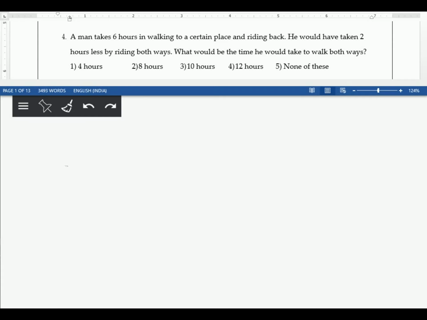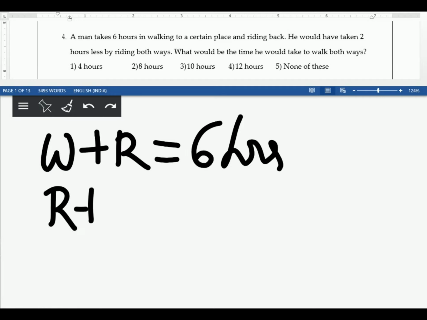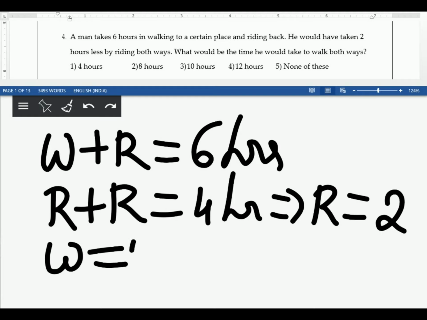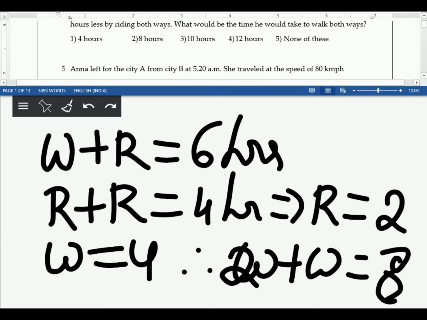From the first sentence it is clear that walking plus riding takes 6 hours, and riding on both sides takes 2 hours less than that, that is 4 hours. From this, riding is equal to 2 hours. If riding is equal to 2 hours, walking is equal to 4 hours. Therefore, walking on both sides is 4 plus 4, that equals 8 hours.